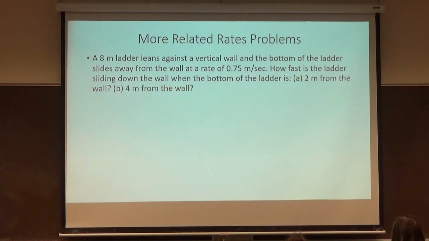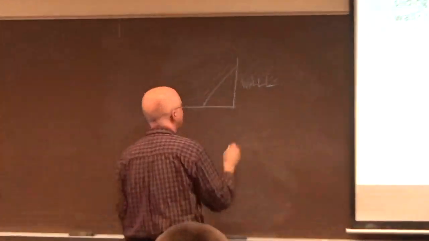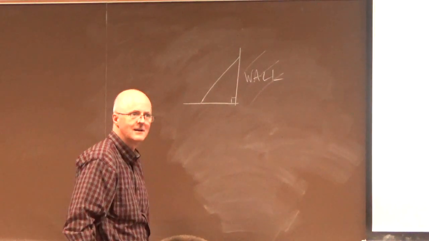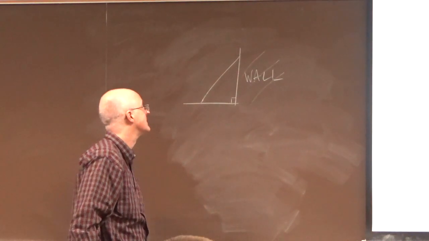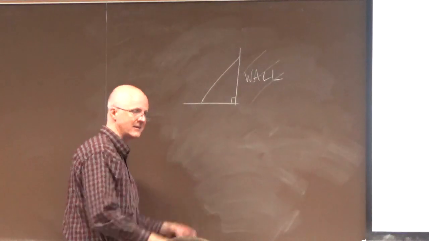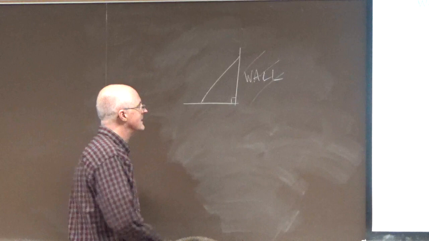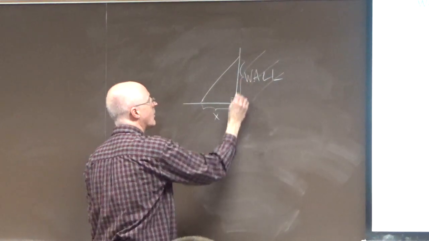You need to draw a picture of the general situation. There's your wall over here. Here's your ladder. Hey, I see a right triangle. Either the Pythagorean theorem or trigonometry must be relevant. They both technically apply, but maybe we would only use one of them. Let's call this distance x and this distance y.